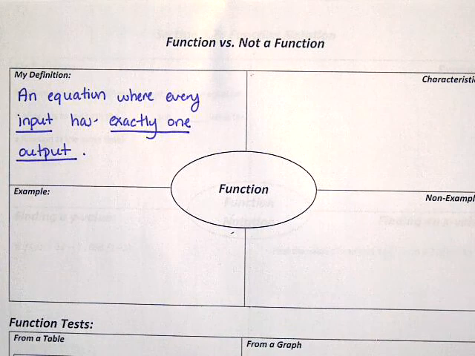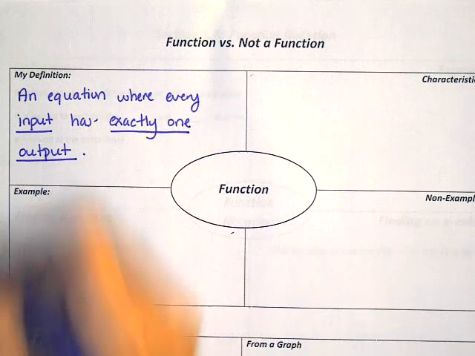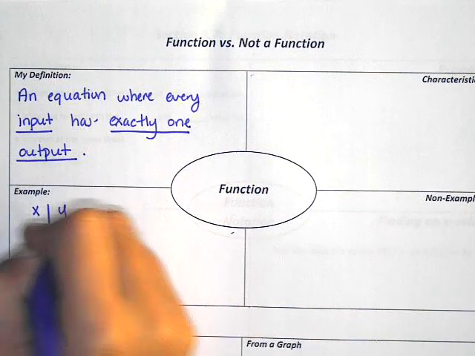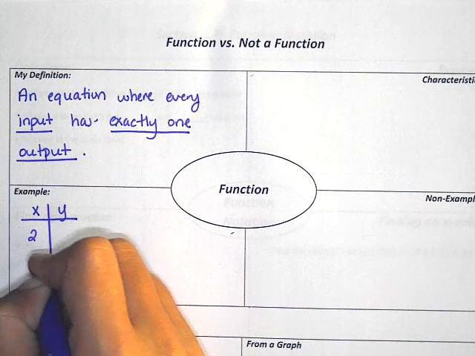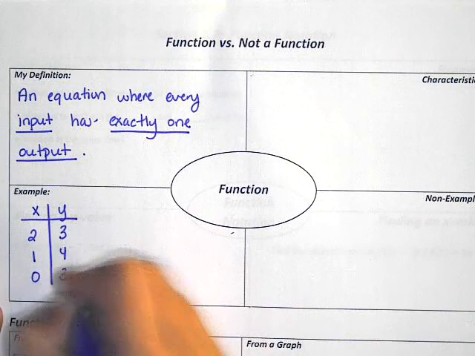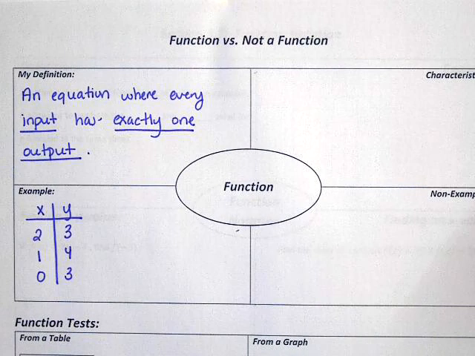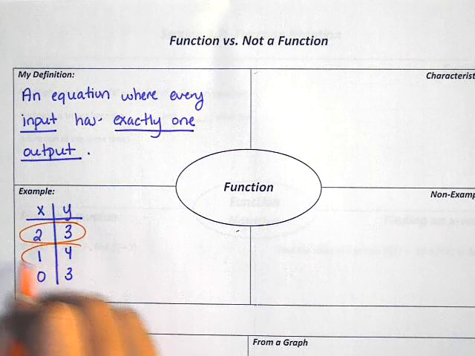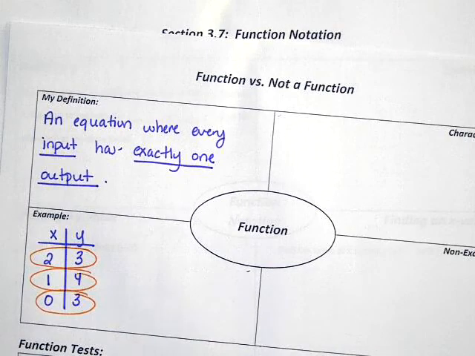So characteristics of a function. Well, let's start with an example. An example of a function would be like if I made an XY table, it would be like this: 2, 1, 0, 3, 4, 3. Each of these x's is only matched up with one y value.